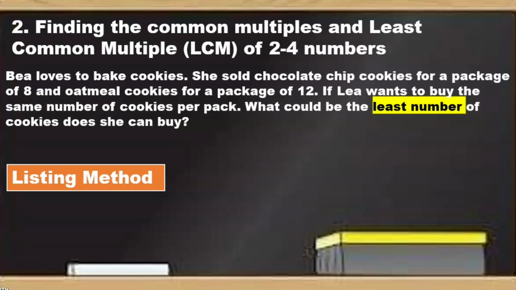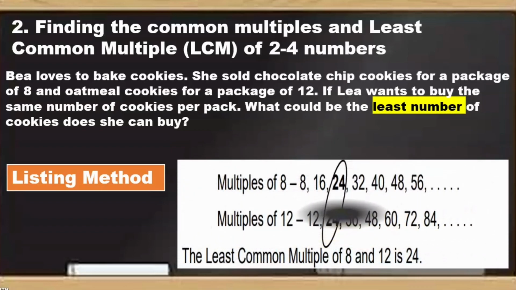We will use a listing method to find the LCM or the least common multiple of the given numbers. Multiples of 8. So, nandito lahat, or yung 8 times 1 is 8, 8 times 2 is 16, 8 times 3 is 24, 8 times 4 is 32, 8 times 5 is 40, and so on. So, para mas madali, 8, 16, 24, 32, 40, 48, 56, and so on.